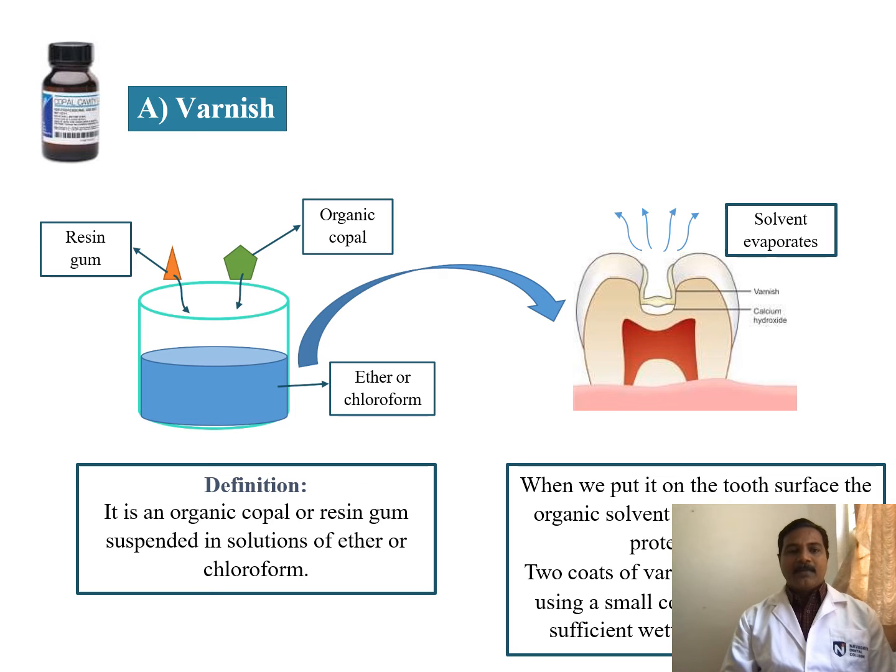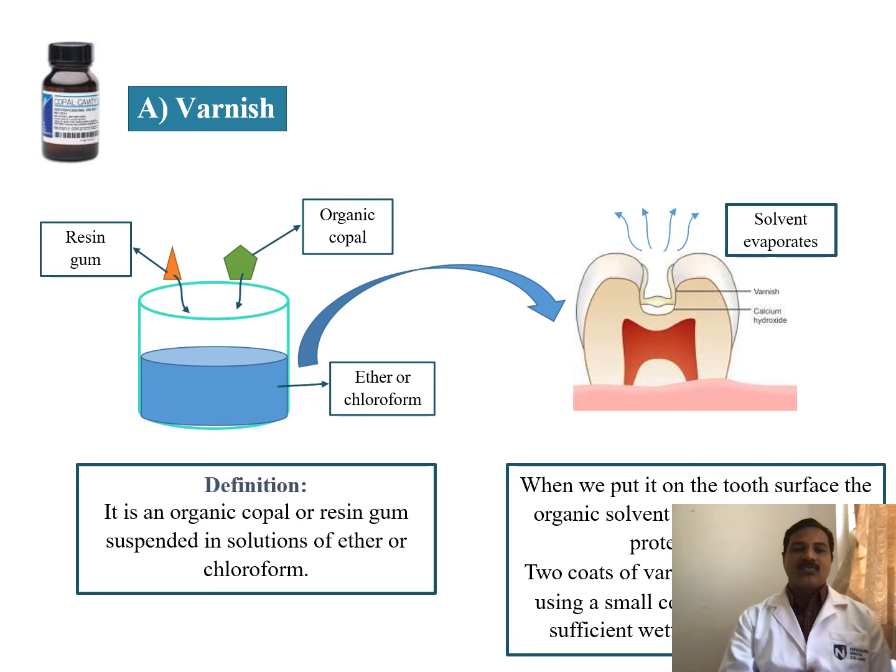The main purpose of applying varnish is to seal the open dentinal tubules. It also acts as a thermal insulator. You apply 2 or 3 layers of varnish. By definition, it is an organic copal or resin gum that is suspended in solutions of ether or chloroform. Varnish is applied on the cavity floor and also on the walls of the cavity. This will help in the closure of open dentinal tubules and protect the pulp.